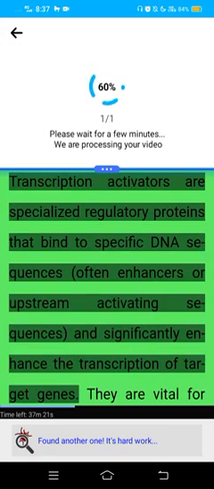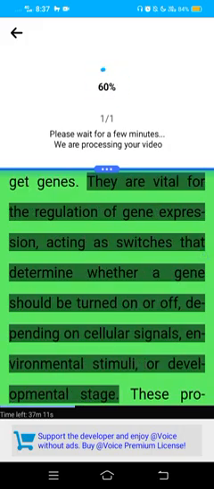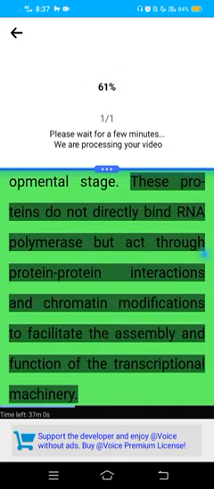Transcription activators are specialized regulatory proteins that bind to specific DNA sequences, often enhancers or upstream activating sequences, and significantly enhance the transcription of target genes. They are vital for the regulation of gene expression, acting as switches that determine whether a gene should be turned on or off, depending on cellular signals, environmental stimuli, or developmental stage. These proteins do not directly bind RNA polymerase but act through protein-protein interactions and chromatin modifications to facilitate the assembly and function of the transcriptional machinery.